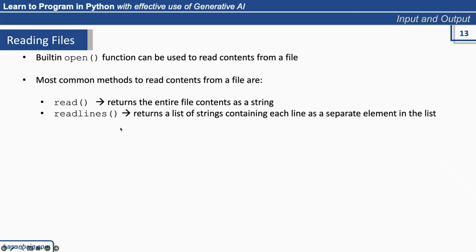It reads all lines and treats them as separate elements and creates a list out of it. So the read method returns one single string. The readlines method returns a list containing all lines as separate elements. Make sense?